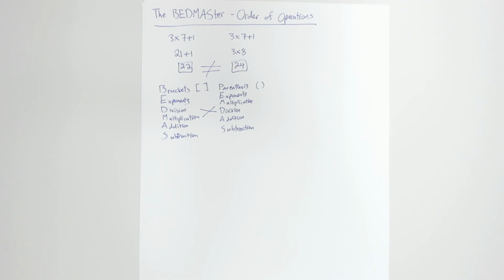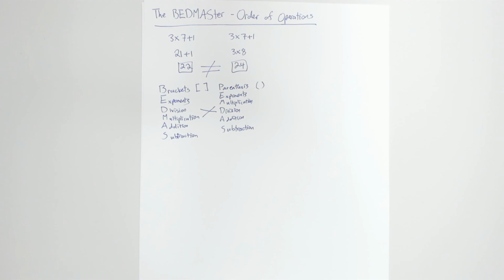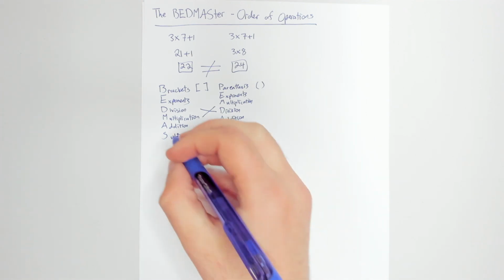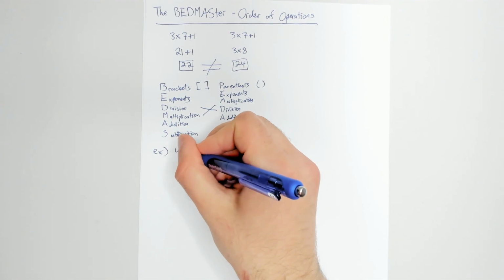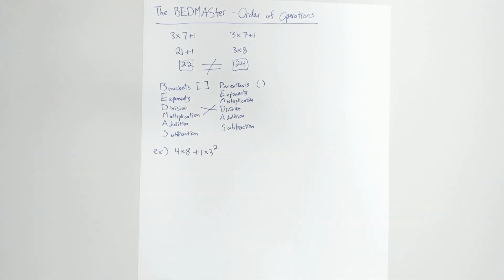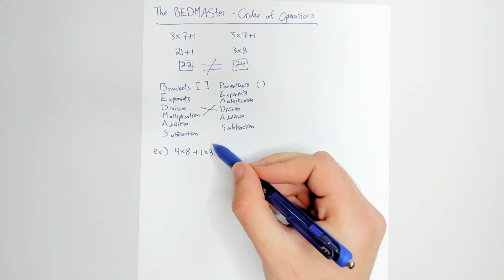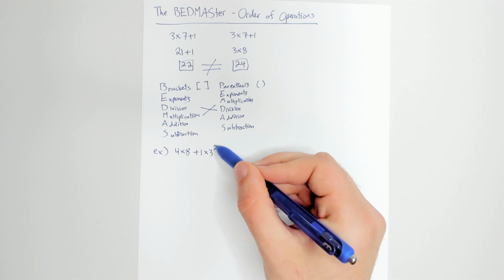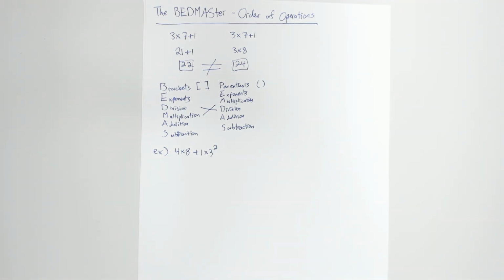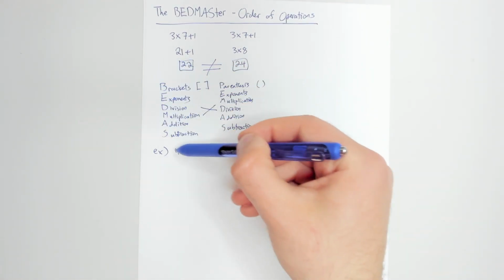But I want to actually dive into just a couple examples of using this system here, and then I'll get into why it actually is the way it is. But let's just get an idea for what this actually looks like. So let's say I had something like 4 times 8 plus 1 times 3 squared. All right, so we've got several operations here. We've got a couple of multiplications, we have an addition, and we have an exponent, right? That's the 3 to the power of 2. So the question is what's the order in which we evaluate this? Well, the order in which we do it is we just follow our acronym.